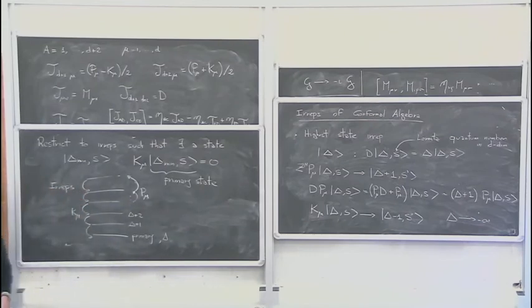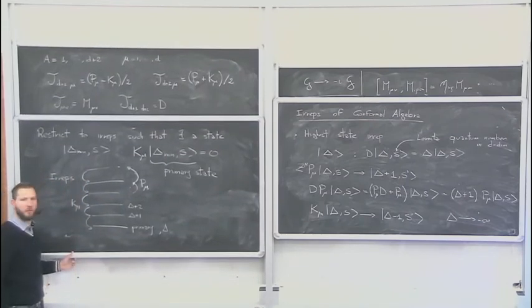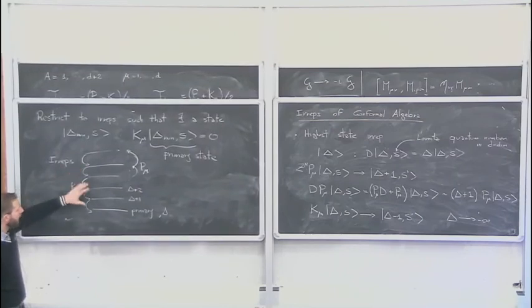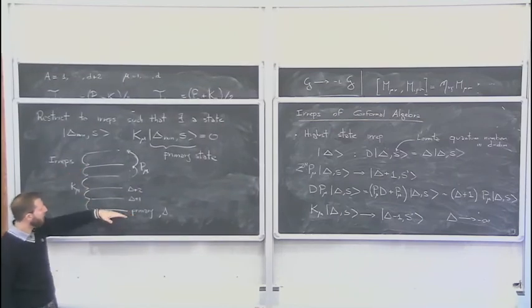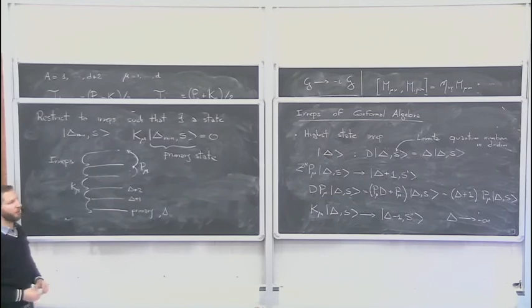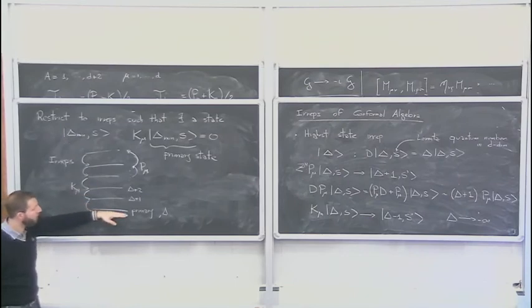Okay. So this will be the structure of an irreducible representation of the conformal group. We have a primary state and we have an infinite tower. This tower goes forever. We are not putting any restriction on the dimension of the states contained in this representation from above, only from below.